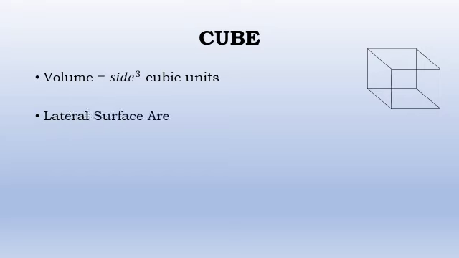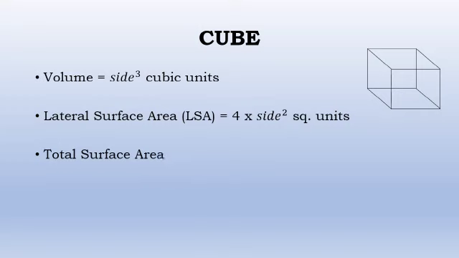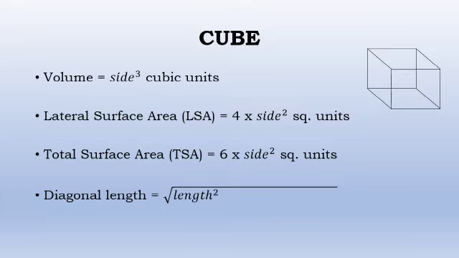Cube. A cube is a 3-dimensional solid object bounded by 6 square sides. The volume is given by the cube of a side. The lateral surface area is given by 4 times the side square. The total surface area is given by 6 times the side square. The diagonal length is determined by the root of the sum of the squares of length, width and height.